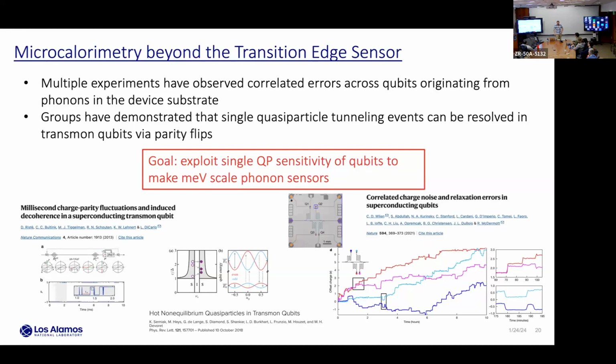So why is that interesting to what I just talked about? If we want to make a calorimeter more sensitive than using a transition edge sensor, there's two things that make us want to consider using a qubit.